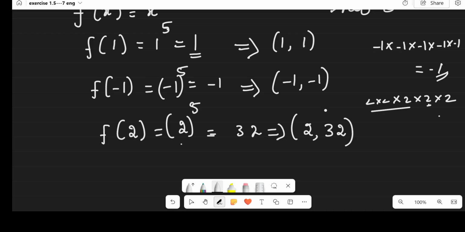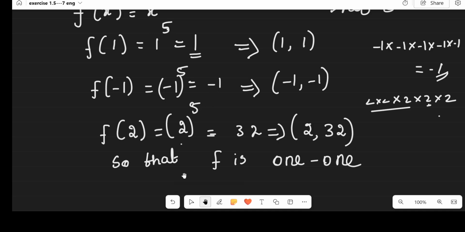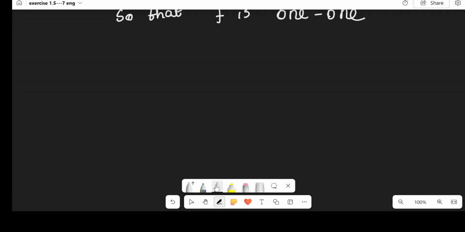Look at this output only. We are getting different outputs. We are not getting the same. If you are getting repeated outputs, we can say this is not a one-to-one function. But here we are getting different unique values. So we can say that f is one-to-one. F is 1-to-1, right? So similarly we have to check g of x.